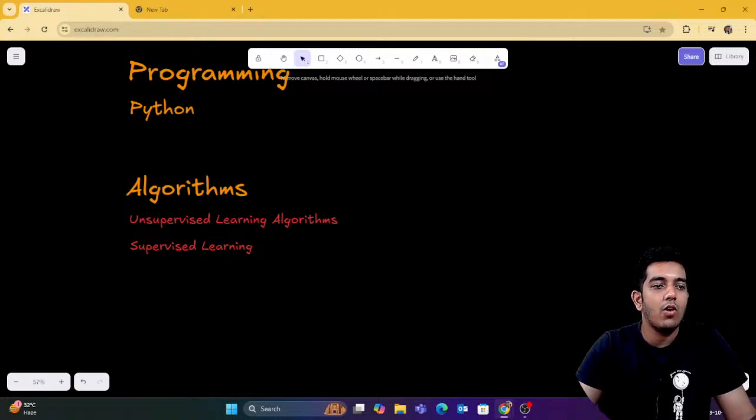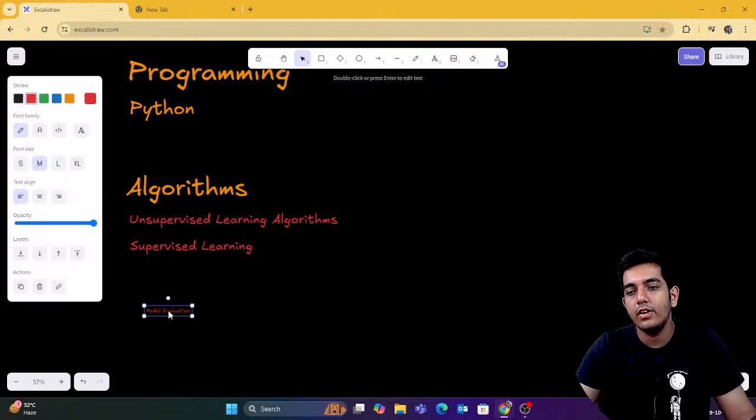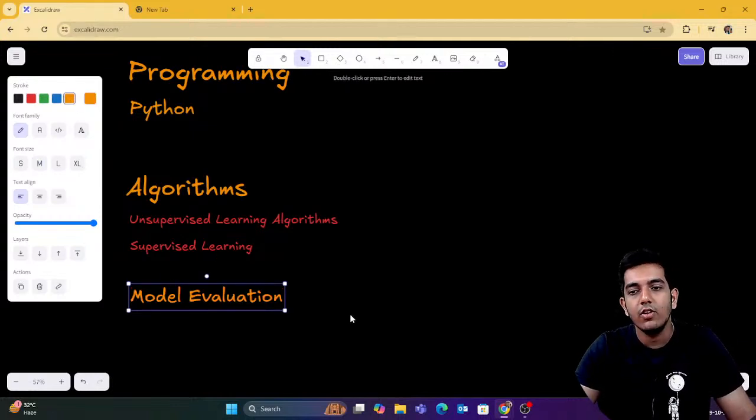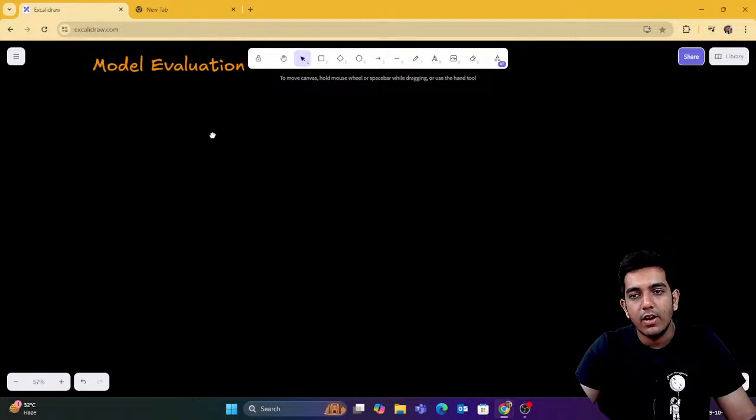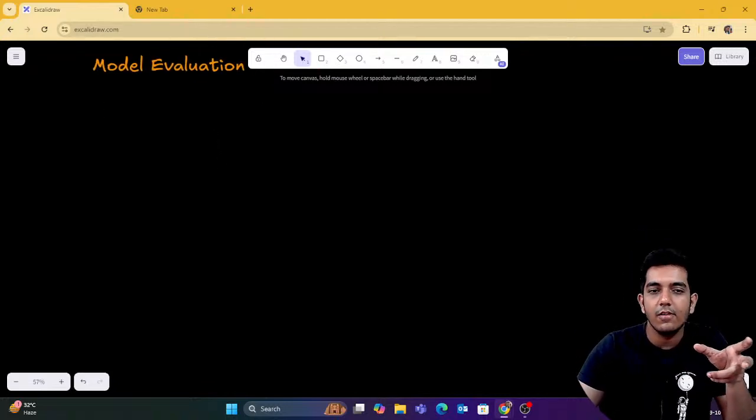Then guys, you're going to learn about model evaluation. That means how your model is working. That means you're going to learn about cross validation, and you are also going to learn about performance metrics. So model evaluation is really important. You need to learn about that. Whatever model you're gonna build using unsupervised and supervised, you're gonna check that model in model evaluation, just to check the efficiency of your model, right?